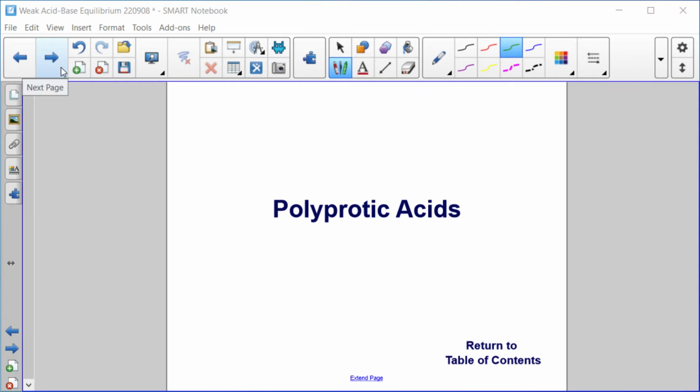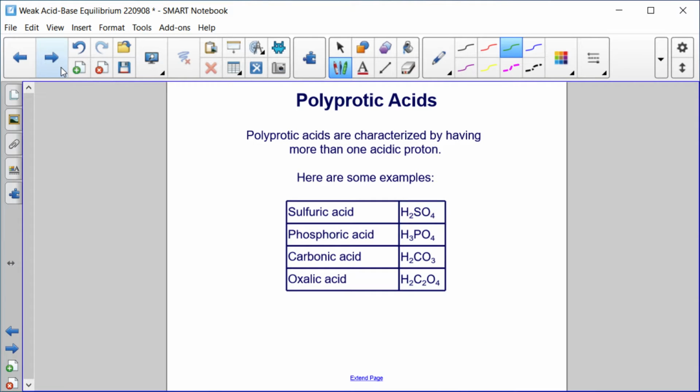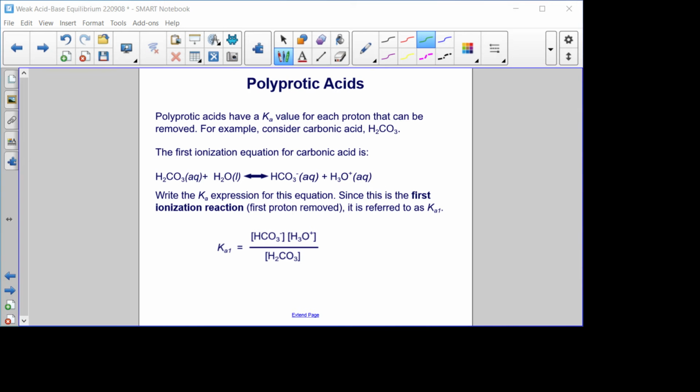Polyprotic acids. Polyprotic acids are characterized by having more than one acidic proton. Here are some examples: sulfuric acid, phosphoric acid, carbonic acid, oxalic acid. In every case, you can see that there's more than one acidic proton. Polyprotic acids have a Ka value for each proton that can be removed.